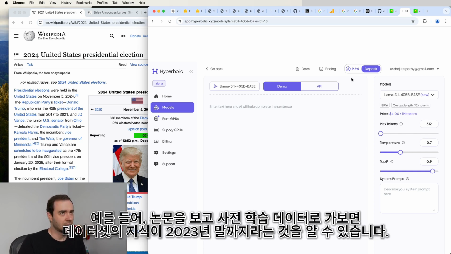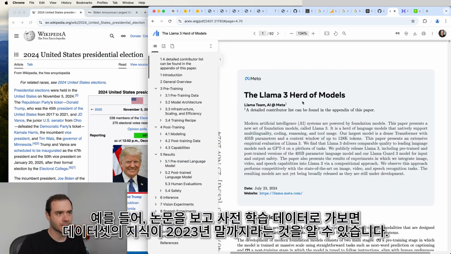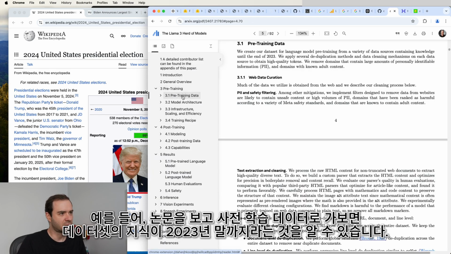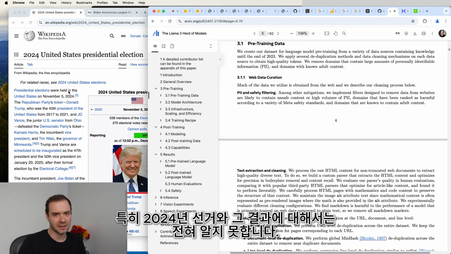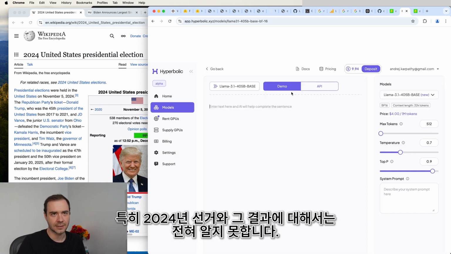Okay, the next thing I want to show you is something that the model has definitely not seen during its training. So for example, if we go to the paper and then we navigate to the pre-training data, we'll see here that the data set has a knowledge cutoff until the end of 2023. So it will not have seen documents after this point. And certainly it has not seen anything about the 2024 election and how it turned out.